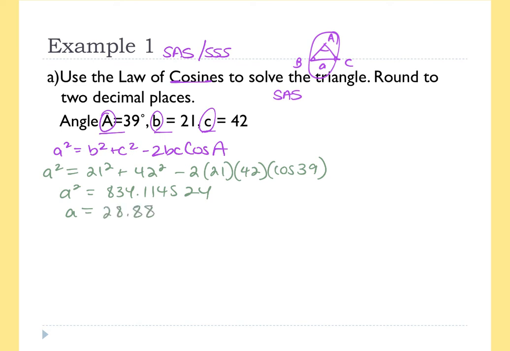28.88. So I could have typed it in as this, the square root of all of that, and it would have gone straight to the answer. You could do it all in one step. You just got to be careful. So you know that it's A squared because of the capital A.